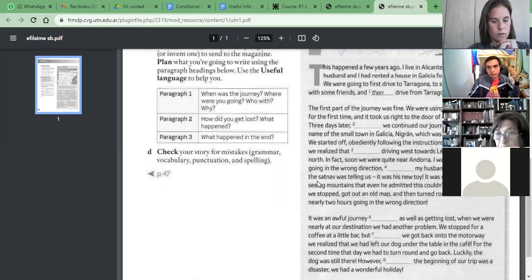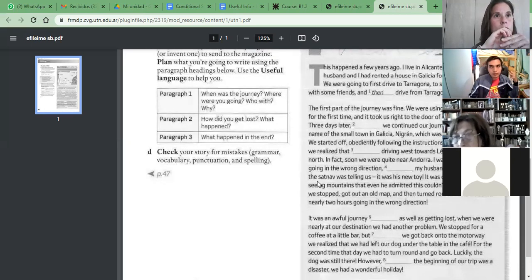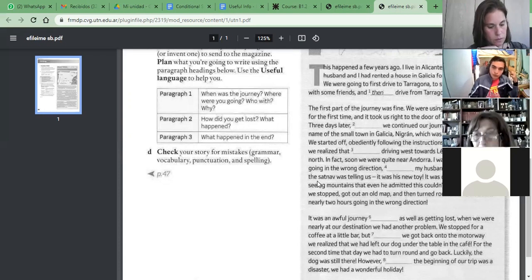There was a couple that went to Spain, and they stopped at their friend's house for 3 days, and after that they continued their journey, but instead of going to Nigran, Galicia, they went to Andorra because the husband trusted the sat-nav, and the sat-nav was wrong. Excellent.